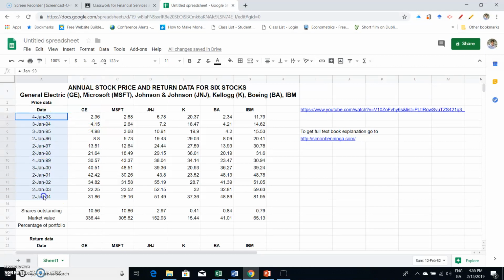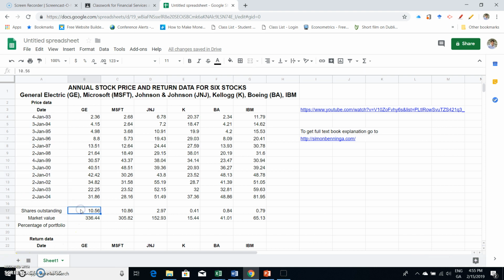So if we count the number of observations that we have: 1, 2, 3, 4, 5, 6, 7, 8, 9, 10, 11, 12. So there are 12 actual dates, which will give us 11 data points.